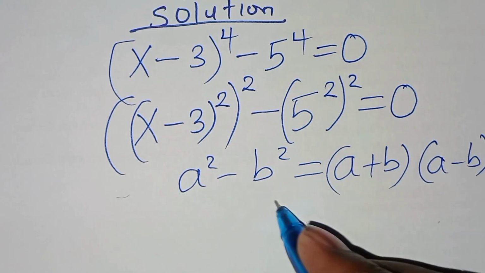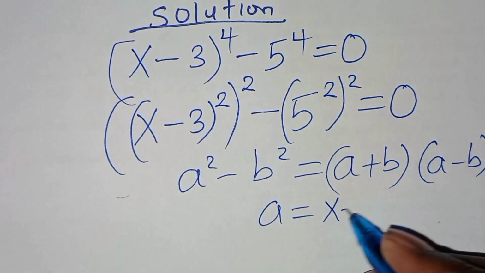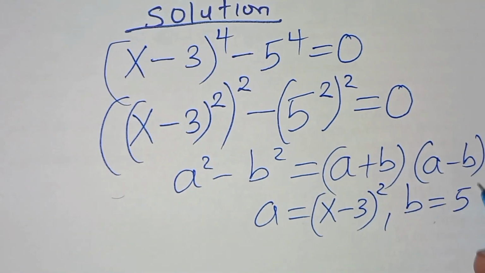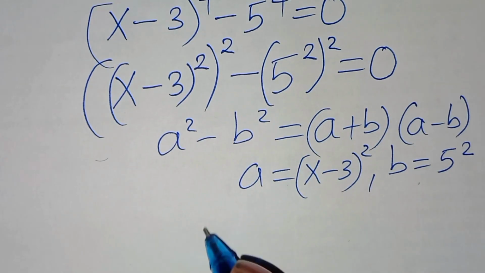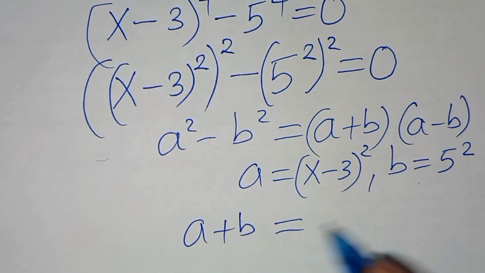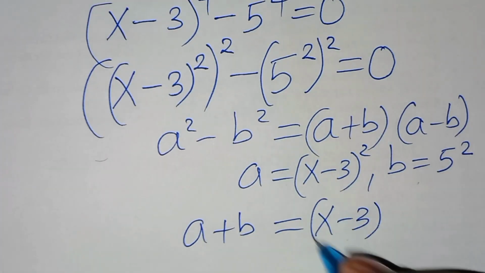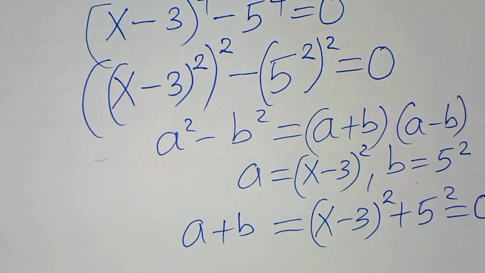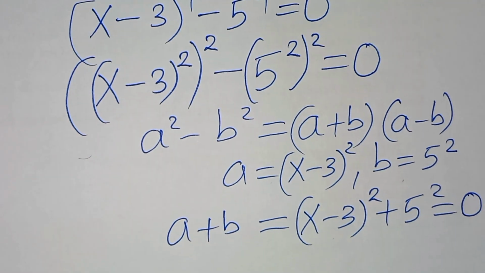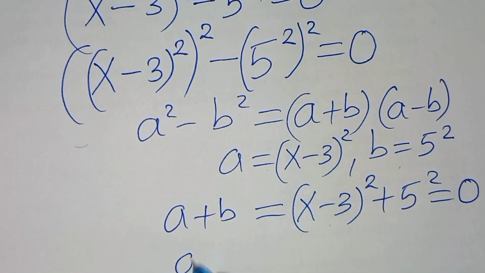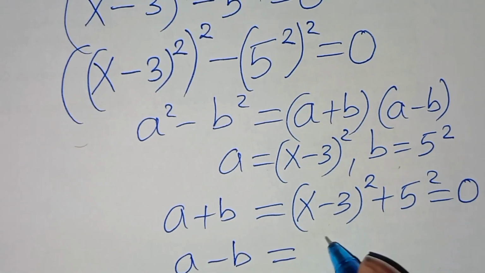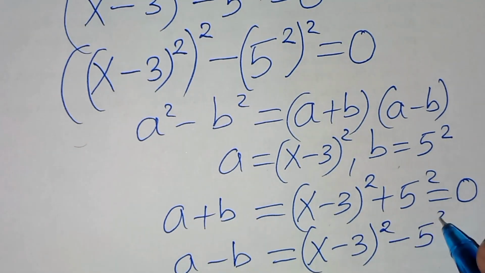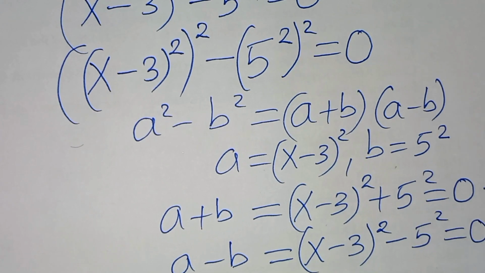The next step here, a is equal to (x - 3)^2, and b here is equal to 5^2. And that implies that a + b is (x - 3)^2 + 5^2, which is equal to 0. Let's call this equation 1. The next step here, a - b is the same thing as (x - 3)^2 - 5^2, which is equal to 0. Let's call this equation 2.